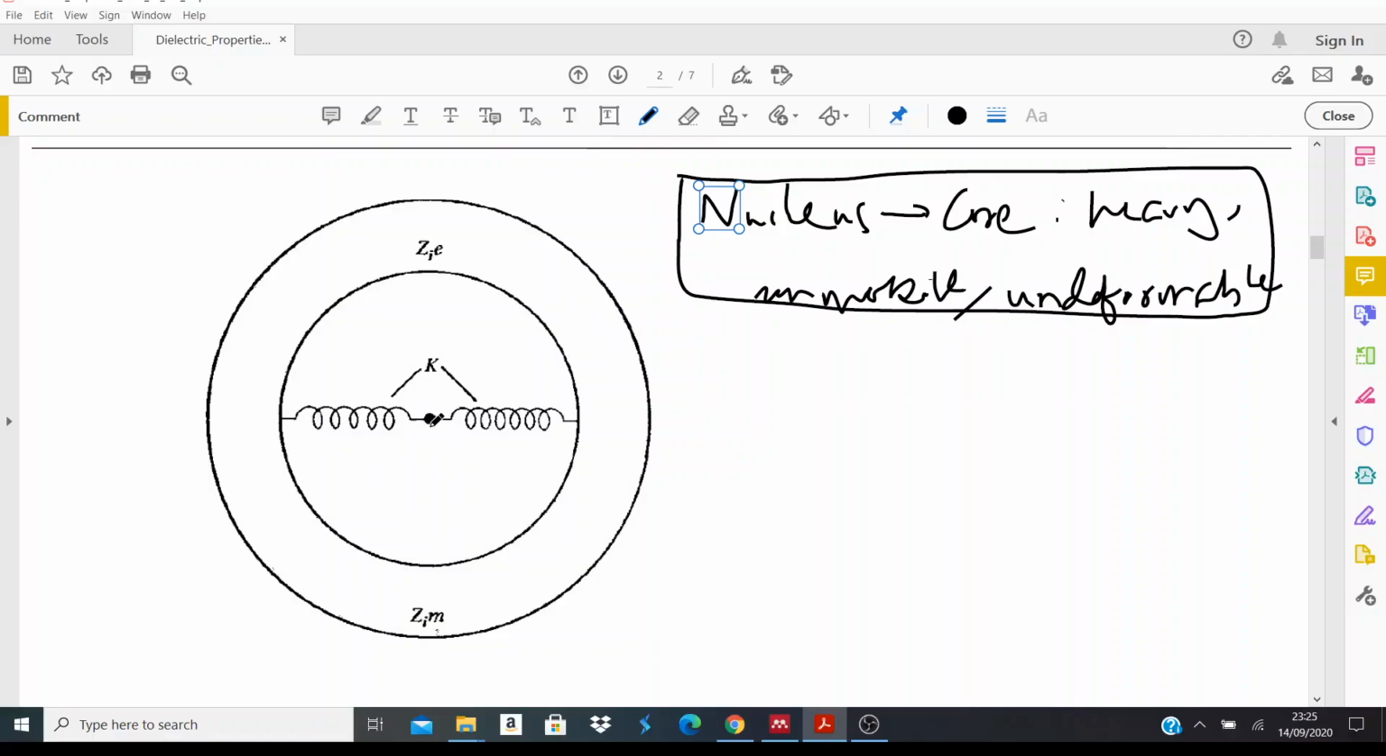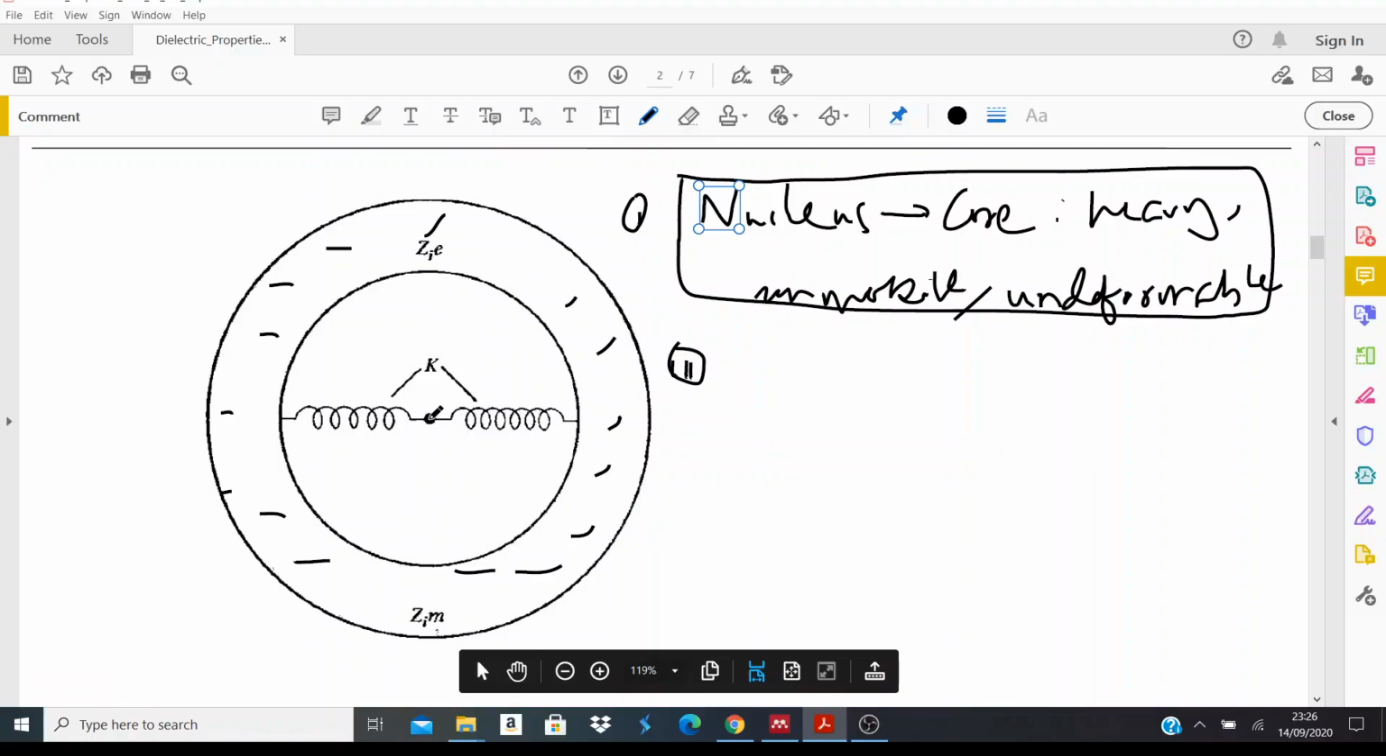So when you put some field from an external source, the nucleus does not undergo any transformation in its structure. This is really some sort of very heavy point charge, you can think about it that way. Now this heavy core is connected by some spring. That's our model. The core is connected with some spring, and let me put some negative charges on, this is our electronic shell. So the nucleus is connected with some spring. That's our model, just kind of a spring-mass system.